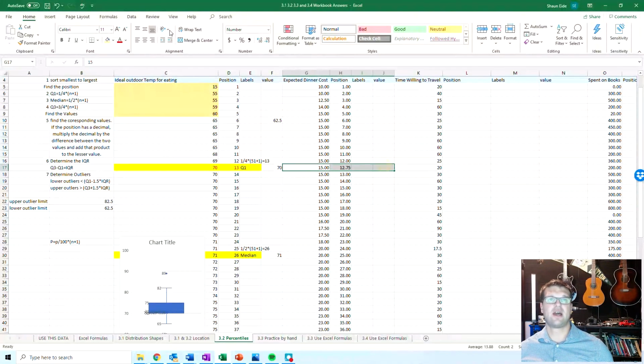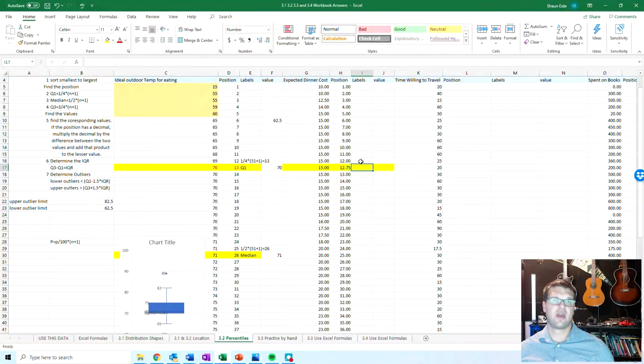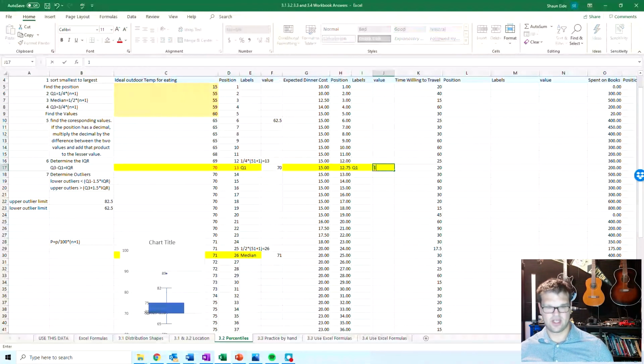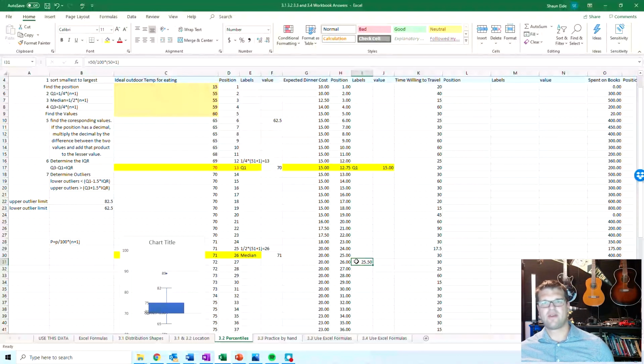So we're going to highlight this in yellow, and we're going to say this right here is the delineating point for Q1, and the value is 15. So let's do the same thing for the median: equals 50 divided by 100, and we're going to multiply that by 50 plus 1. And that's going to give us 25.5.